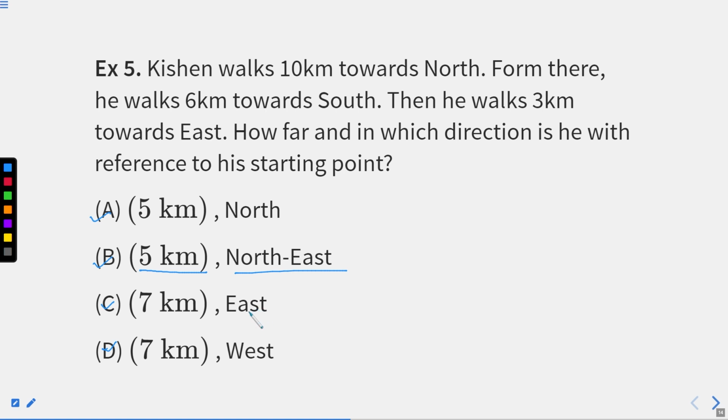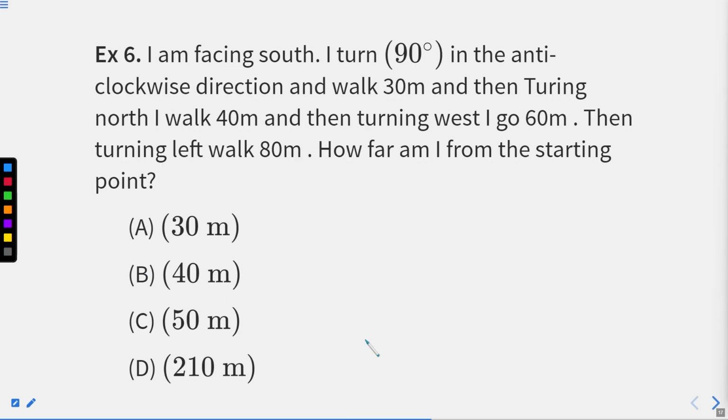Now we are going to deal with 5 more questions in which we will deal with some different kinds of questions related to direction and distance. I hope this part is clear to you. Okay, now coming to the next question, that is question number 6.